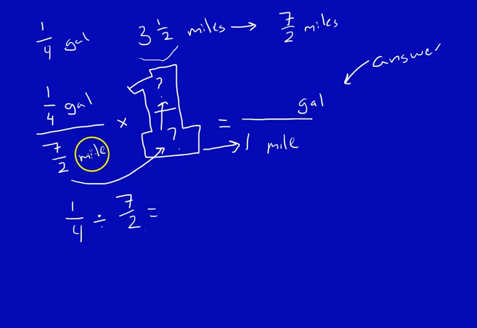So you have lots of options of how to solve it, but essentially you want to set up your rate with what you're looking to solve on the top and what you need to turn into 1 on the bottom. So we want to know how many gallons per mile, and so we put the gallons on the top and the miles on the bottom.